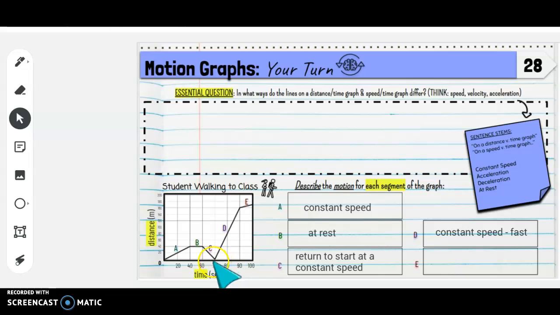So maybe now they think they're going to be late since they had to turn around, so they're walking pretty fast. And then at segment E, it's still a straight line, but you can see it's not as steep, so they slowed down. So constant speed. And I'll put slower. Maybe somebody told them to not run in the hallway or something like that. So make sure you get the motion for each segment filled in for this first graph, and then we'll take a look at the next graph.